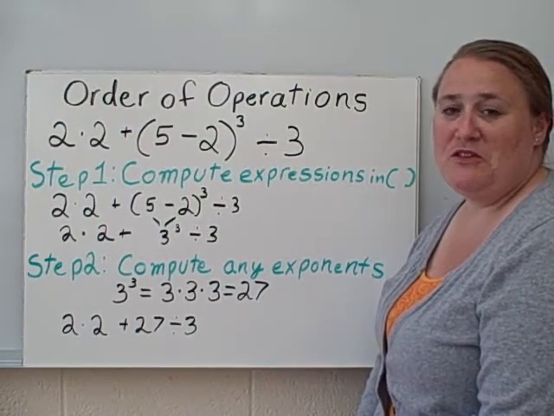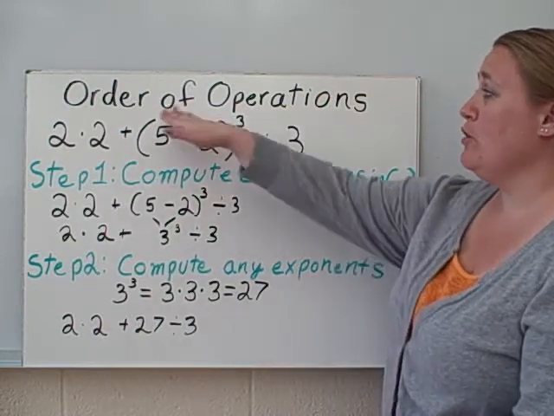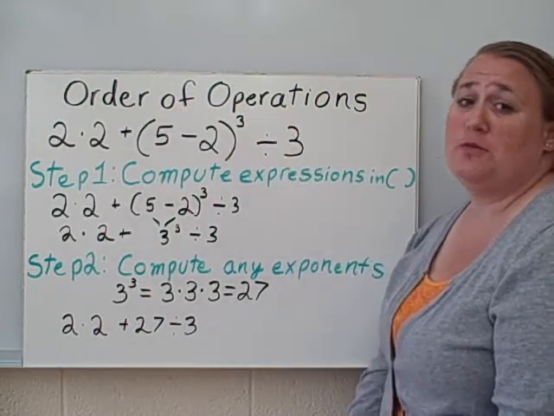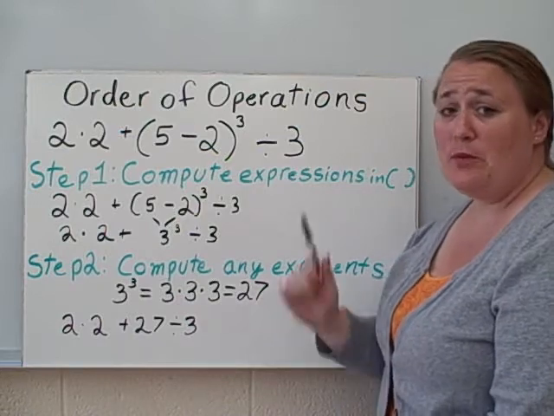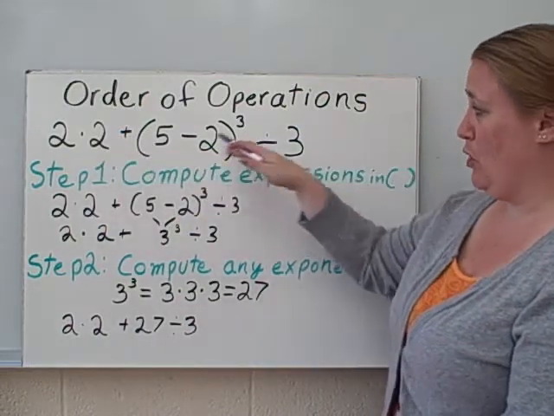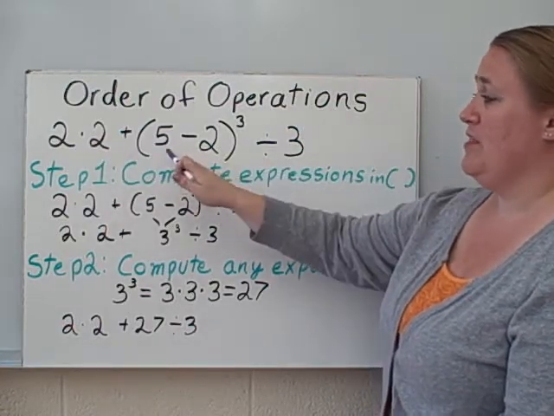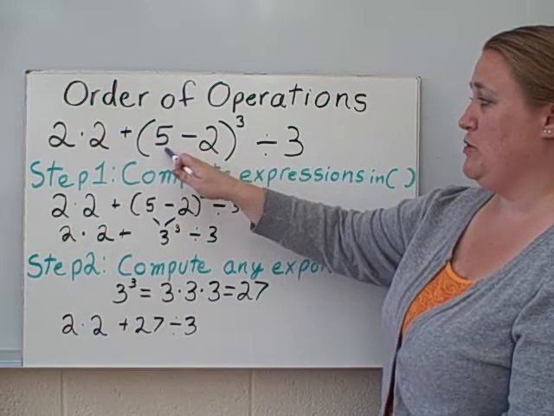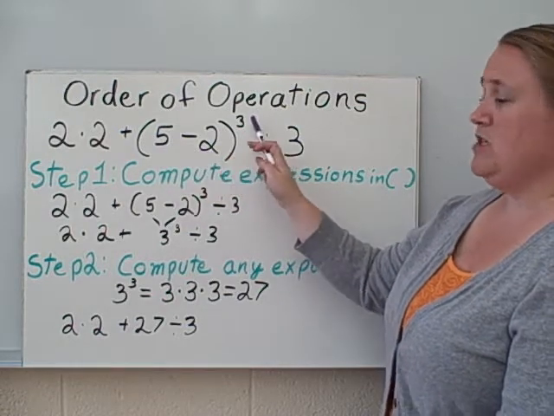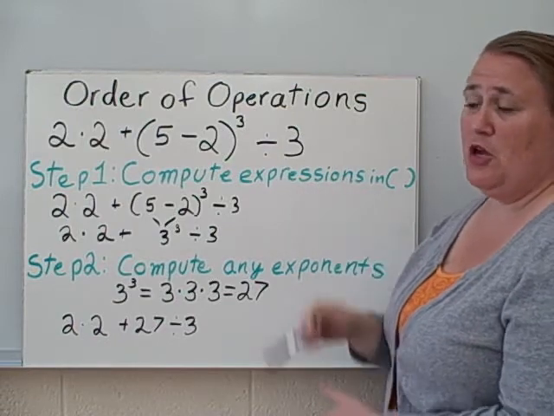Welcome to video 7, and this time we're going to be talking about order of operations and distributive property. So order of operations is review, so here's our problem that we're going to work through: 2 times 2 plus the difference between 5 and 2 to the third power, or cubed, divided by 3.